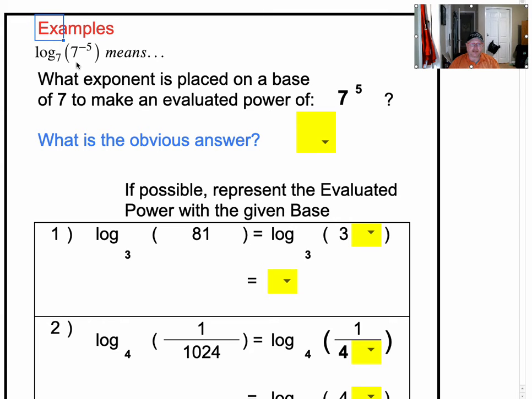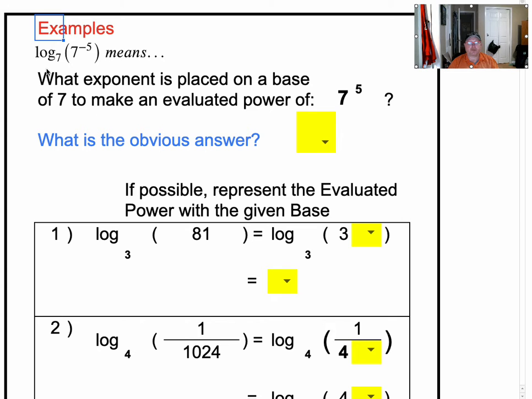The whole idea for this is you always want to get the evaluated power, which is the part in the bracket, having the same base as the base. And you'll see how easy it is. So here's this question, and the way we read this is the logarithm of 7 to the exponent negative 5 to the base 7 is.